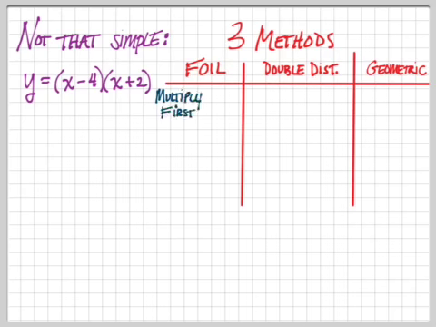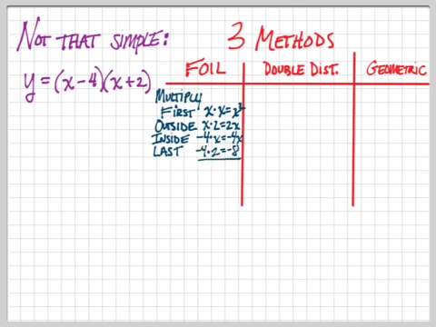So if I FOIL it, I do the first. What are my first terms in this case? X and x. So I get x squared. My outside are x and 2. So I get 2x. My inside, negative 4 and x. And then the last is negative 4 and 2. And I add them all up and simplify. All right. FOIL is just a method that really utilizes double distribution. So this is kind of what Tom was saying earlier. And there's my FOIL acronym.